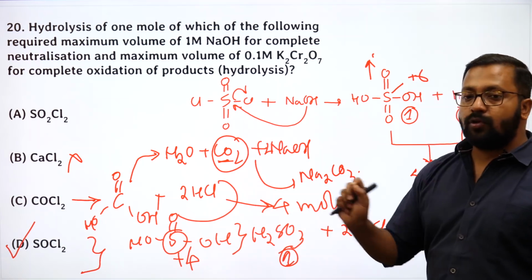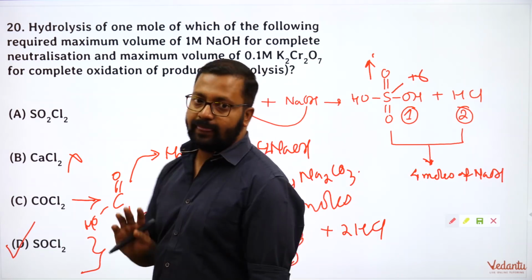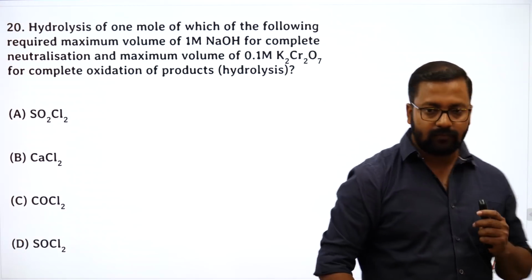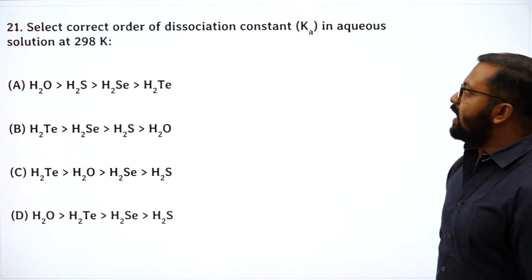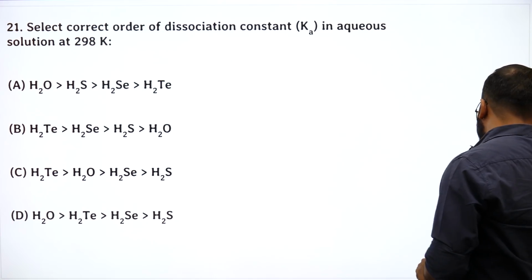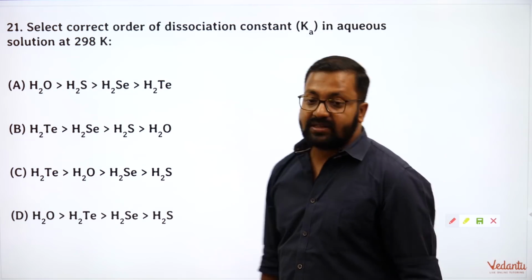It's a very beautiful question. Please try to solve it again. Let's move on to the next question. Select the correct order of dissociation constant in aqueous solution. It's a very simple question. These are hydrides of group 16.